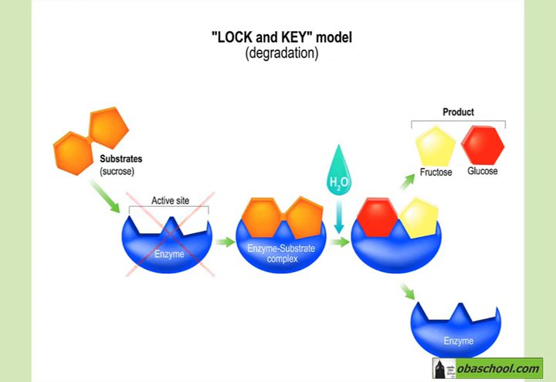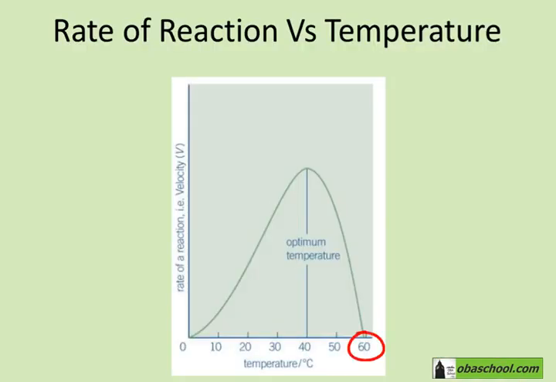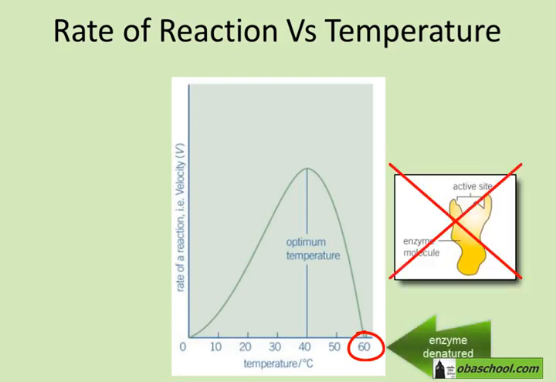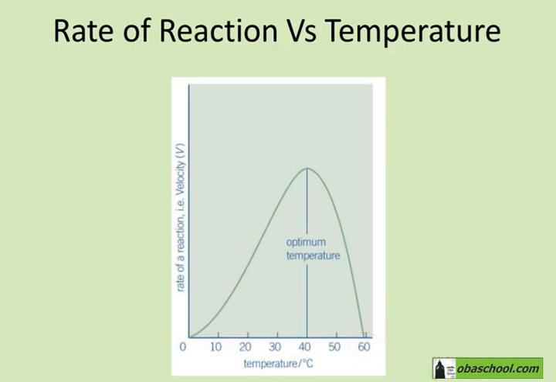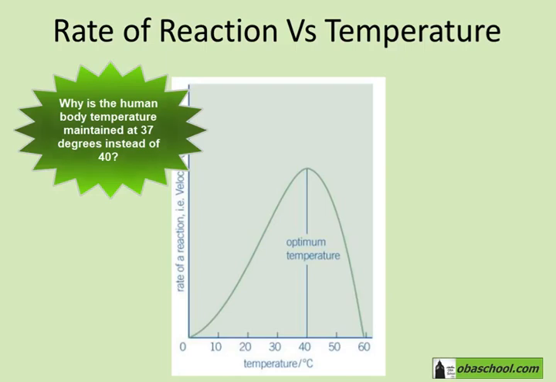And at 60 degrees Celsius, we see that the reaction stops completely. This tells us that here, the enzyme is denatured. So here it's no longer decreasing the rate of the reaction, it's stopping the reaction completely, because the enzyme is completely denatured here.